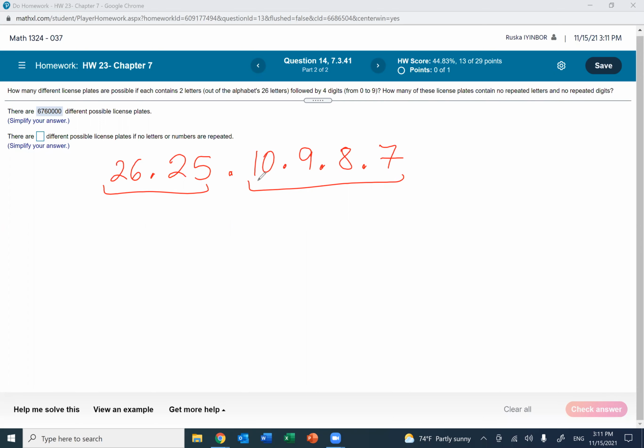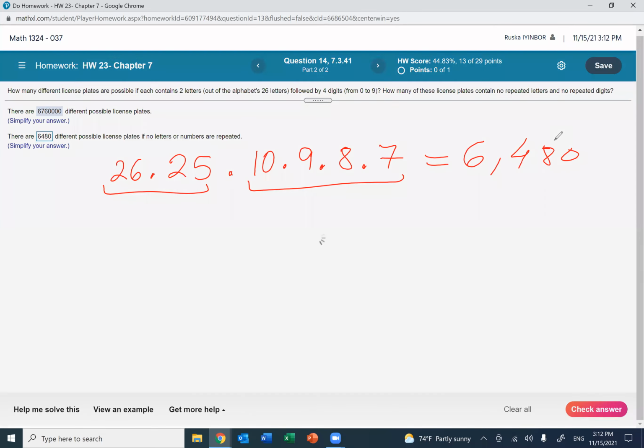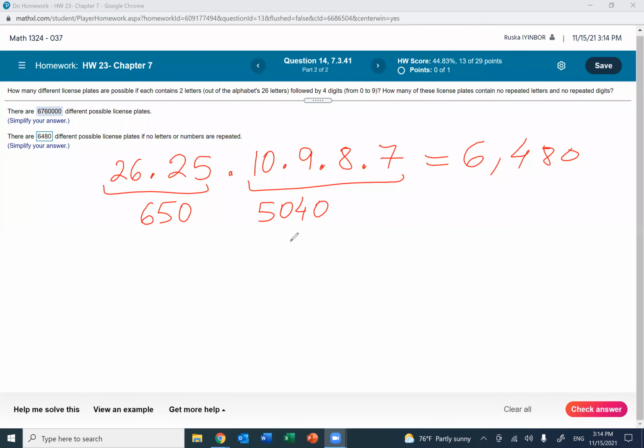So I have 26 times 25, 650. And that I multiply by 90 times 72, and when I multiply all those numbers, I get 6,480. Let's see, 6,480. What did I do wrong? Let's see again. Okay, so here I'm doing the math. I think I made a mistake in the calculations.